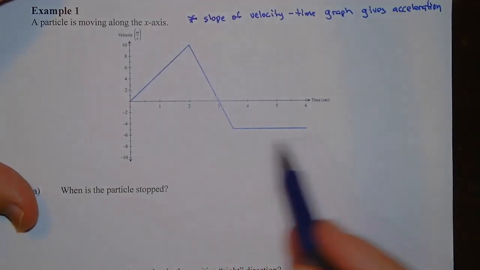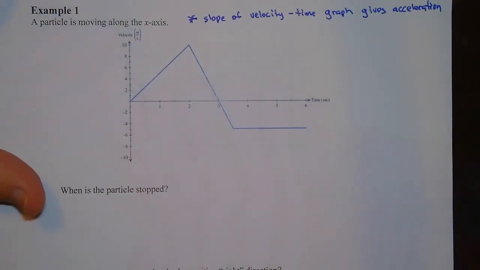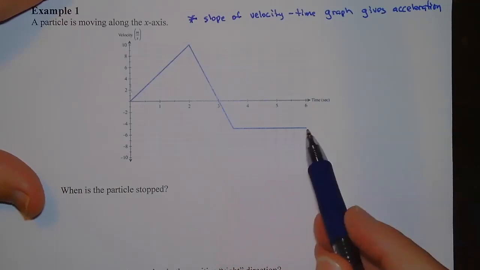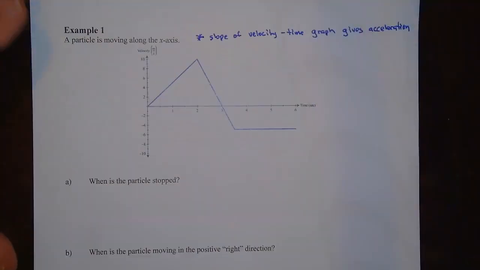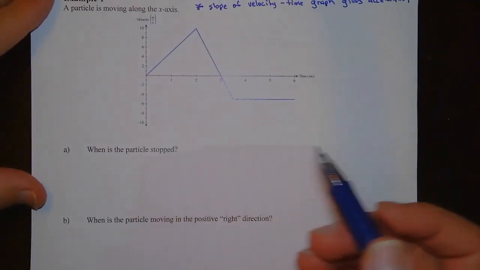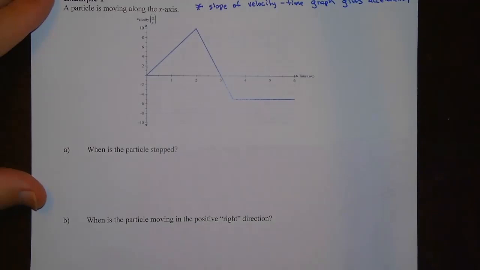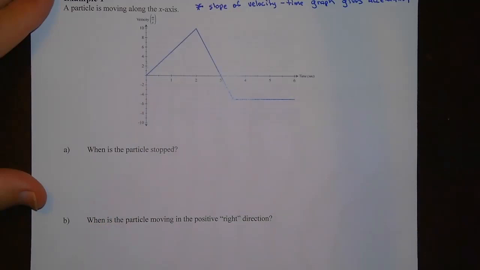Okay, so I can tell when the velocity is positive, and I can also tell when it's negative. Okay, so here's the first question. I'm going to zoom out just a little bit. All right, so when is the particle stopped? When is this thing stopped? How do you know when it's stopped? It's stopped when the velocity is 0. Okay, so how can we read that? How can we pull that off the graph?